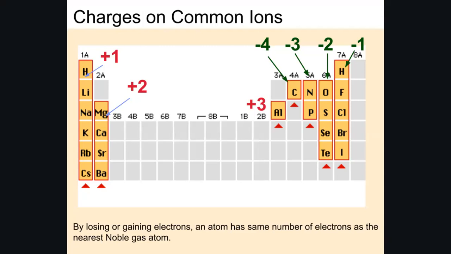That means all these elements will lose how many electrons? One electron from their outermost shell. Similarly, in group 2, all have the charge of +2. That means all of these elements will lose how many electrons? Yeah, you are right. They will lose 2 electrons from their outermost shell.